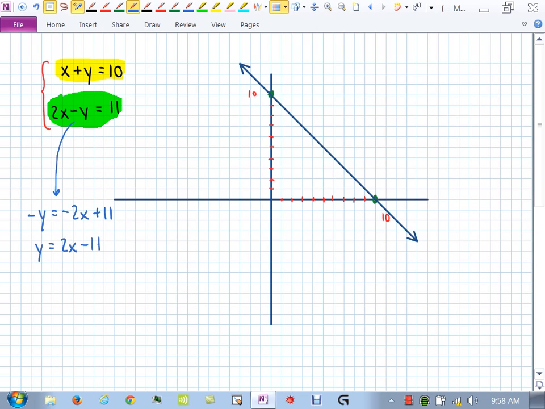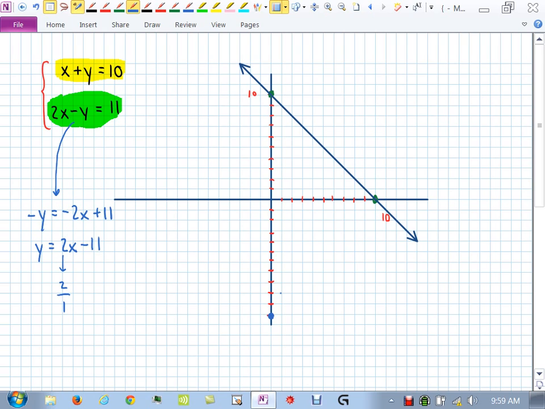Now this is the form y equals mx plus b, so I can graph that by starting where? What do I do to graph that there? Y-intercept of negative 11. So I go down on the y-axis, 11, 2, 3, 4, 5, 6, 7, 8, 9, 10, 11. Put a dot there. And then from there, how do I get to another point? Use the slope. The slope is 2, which is the same as 2 over 1. So up 2 to the right 1.